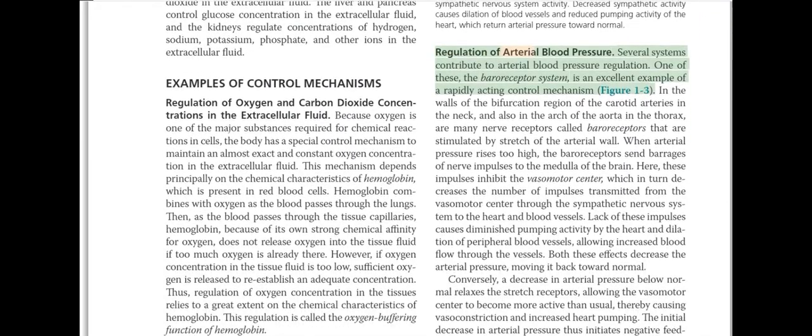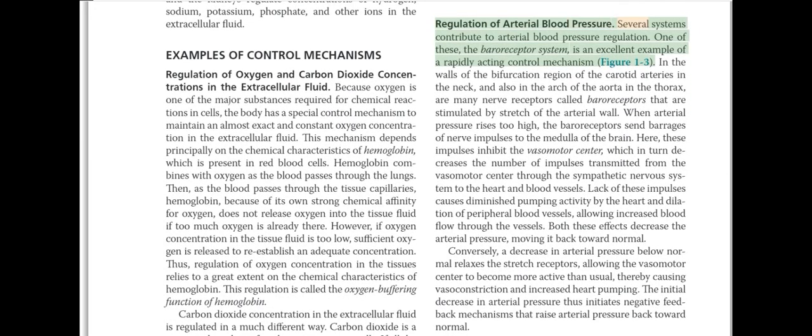Regulation of arterial blood pressure. Several systems contribute to arterial blood pressure regulation. One of these, the baroreceptor system, is an excellent example of a rapidly acting control mechanism.